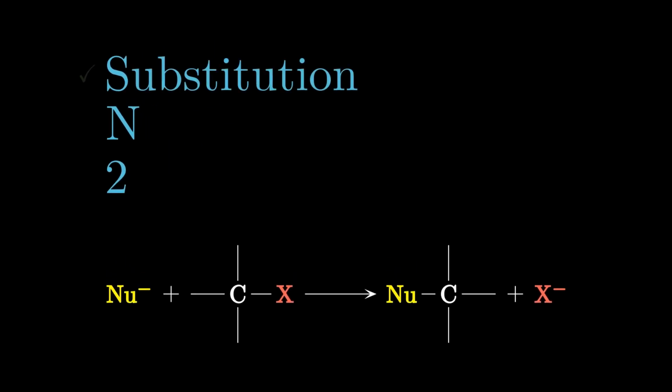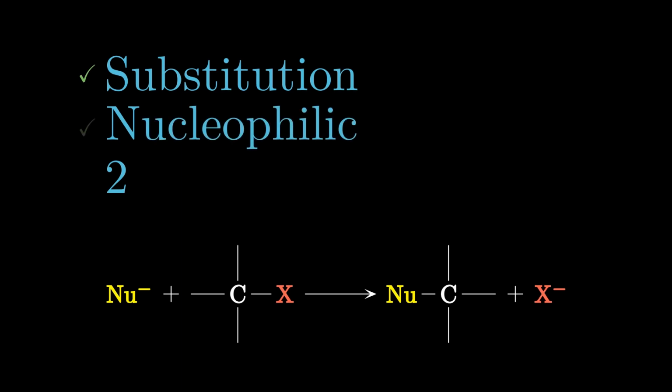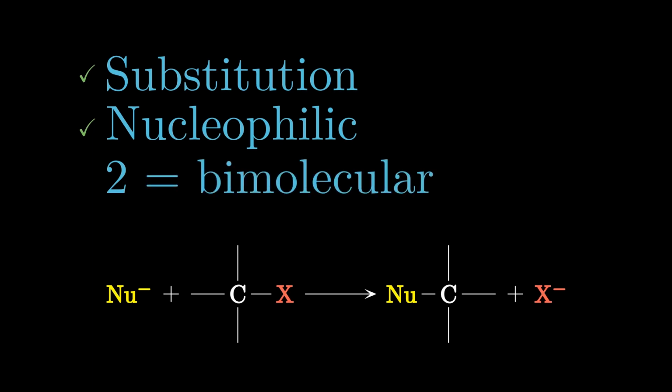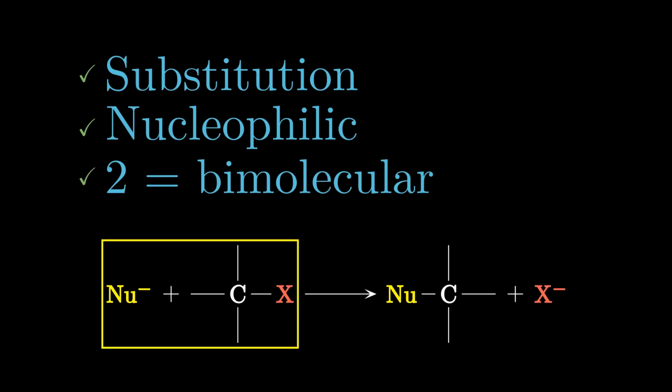S is for substitution. No surprise, as I said, this video covered substitution. N is for nucleophilic. No surprise again, as I said, this substitution was nucleophilic. 2 is not for the number of steps in the reaction, though. Instead, it means bimolecular. You may think, okay, chemists, I get you. You picked 2 because there was one alkyl halide and one nucleophile, and 1 plus 1 equals 2. Yeah, it's not that either.